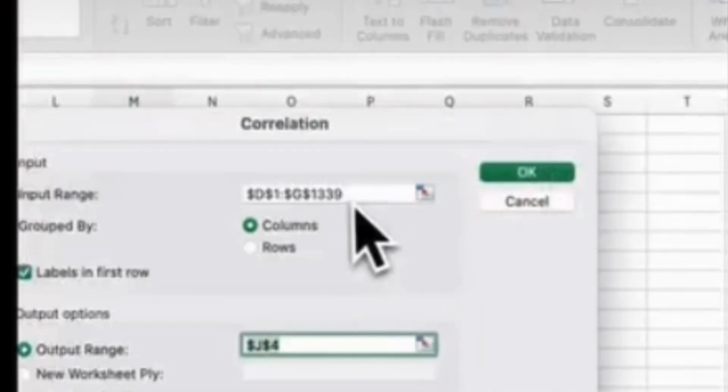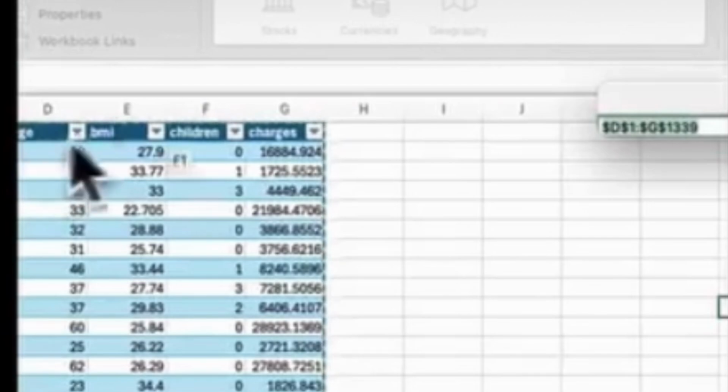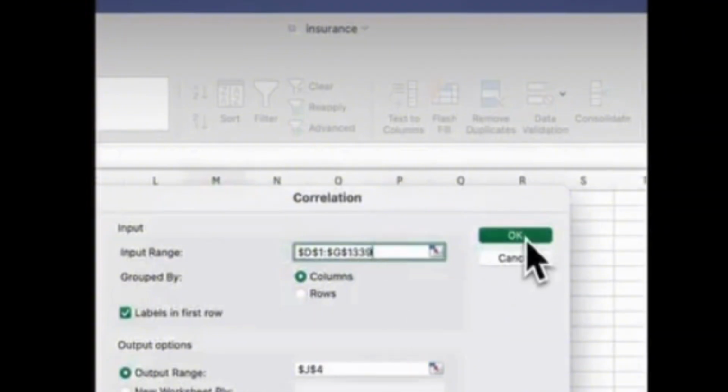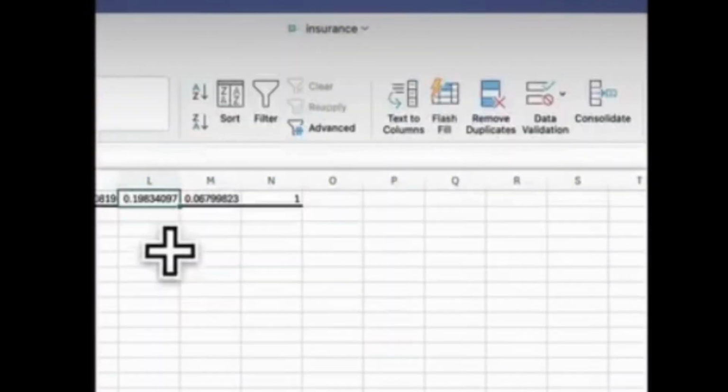Let's take a look at how different personal factors might be related to insurance charges. We'll use a quick correlation test in Excel to find out. First, head to the Data tab, click Data Analysis, and choose Correlation. Select your columns, in this case, age, BMI, number of children, and insurance charges. Hit OK and Excel will give us a correlation matrix. Now, let's break down what that means.